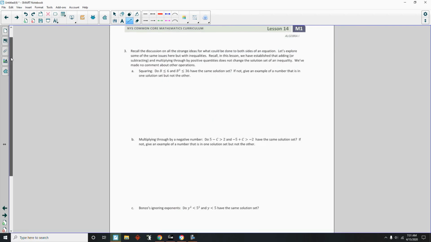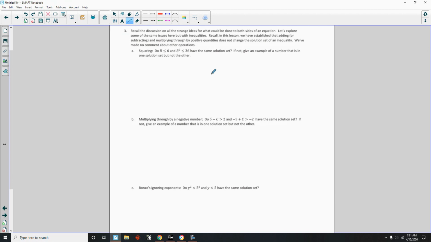Okay, page 3 brings us to problem number 3, and it says, recall the discussion on all the strange ideas for what could be done to both sides of an equation. We can add, we can subtract, we can multiply, we can divide, and so on. Let's explore some of the same issues here, but with inequalities. Recall, in this lesson so far, we have established that adding or subtracting and multiplying through it by positive quantities does not change the solution set of any inequality. We've made no comment about other operations.